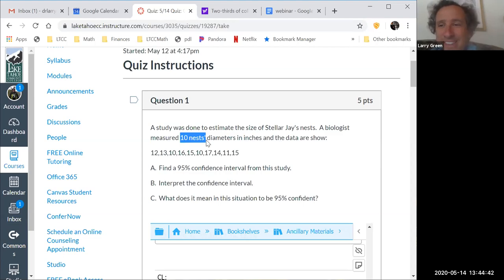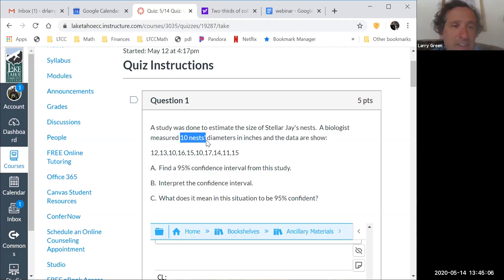I'm not a biologist. I do have a cute Stellar Jay nest right outside my window, but I don't know about all Stellar Jay's nests and whether they follow a normal distribution. And my guess is the biologists don't know either. One thing, they're not statisticians. And the other thing is maybe no one's even checked. I don't know if anyone's ever studied that or not. So that's just a pure assumption.